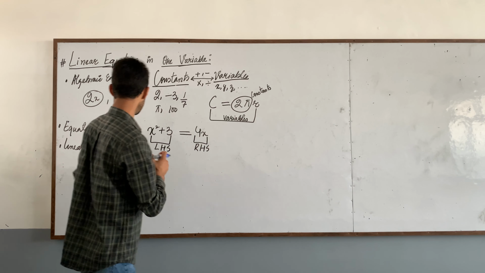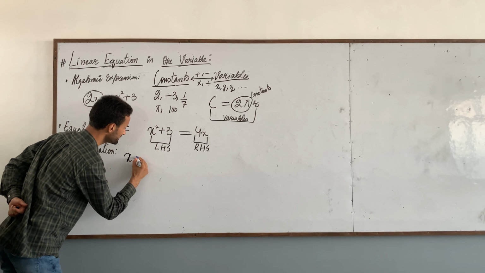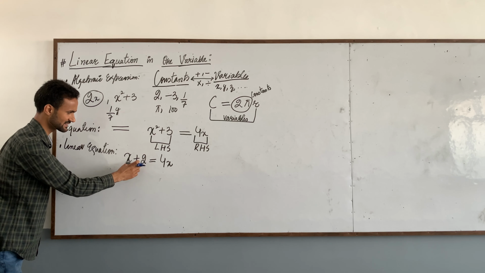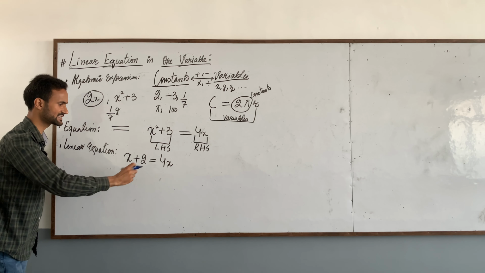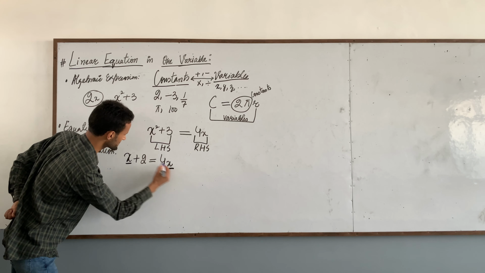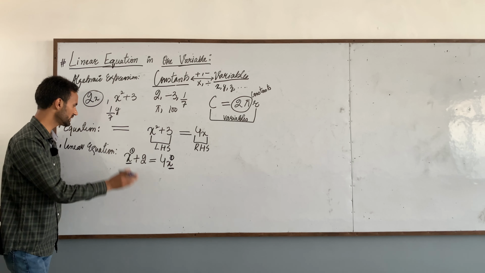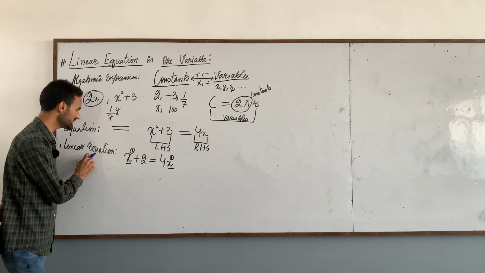For example, if I take x + 2 = 4x. First of all, it is an equation, right? Because on the left-hand side and right-hand side, there is a sign of equality between two algebraic expressions. Is it a linear equation? A linear equation means one where the exponent of the variable involved is 1. Here the variable is x, and here it is also x. The exponent of x is 1 here, and here it is also 1. So we can say this is a linear equation.